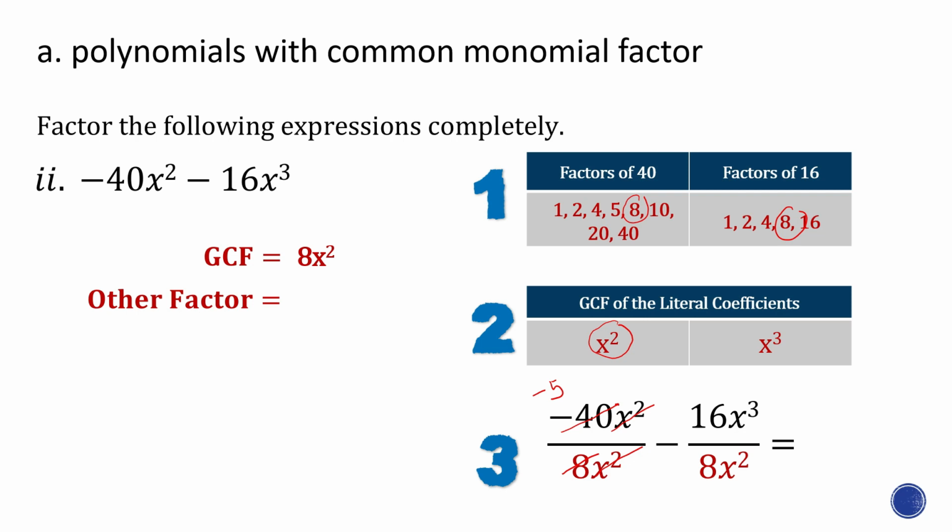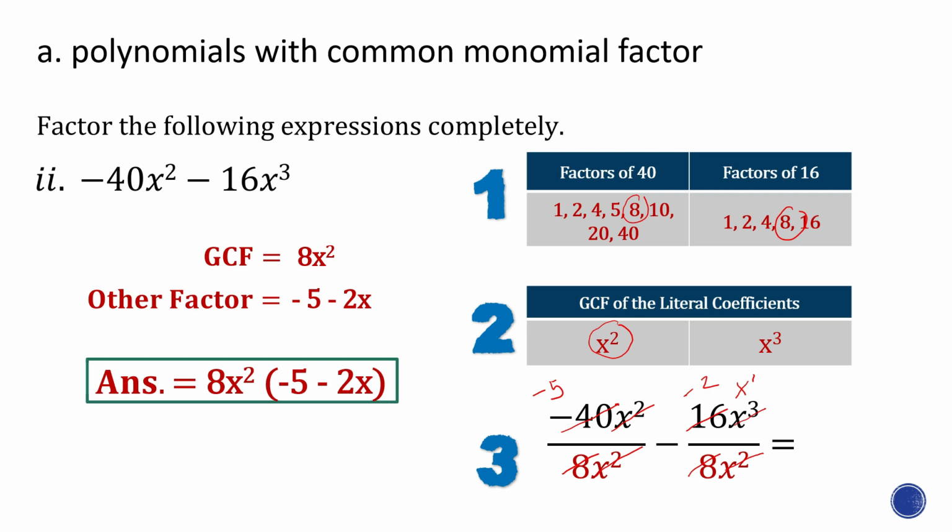And next is negative 16 over 8. That's negative 2. x cubed over x squared. In this case, what we usually do is use the laws of exponents: we subtract the exponent in the denominator from the exponent in the numerator. So 3 minus 2 gives us x raised to 1. So the other factor is negative 5 minus 2x. And therefore, the final answer is 8x squared times negative 5 minus 2x.